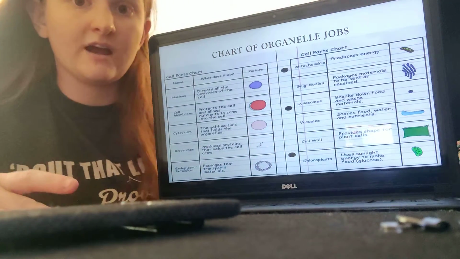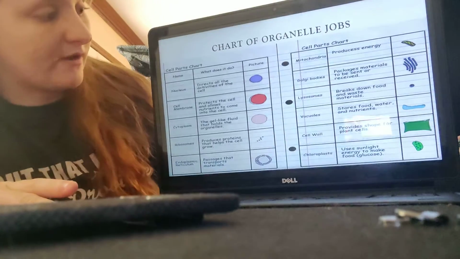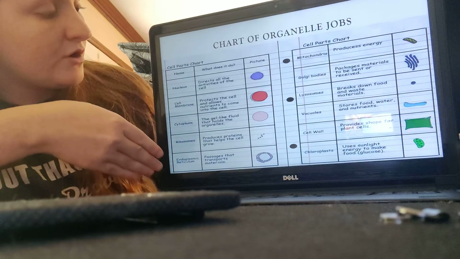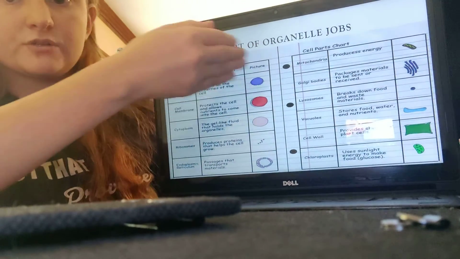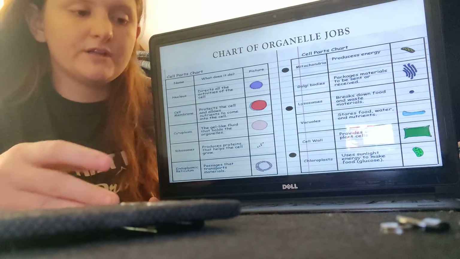And then I have a chart here. After we have our discussion, I'm going to hand this chart out to all the students. This has the name of the organelle, what the organelle does, and it shows another picture of the organelle so that they have a reference.